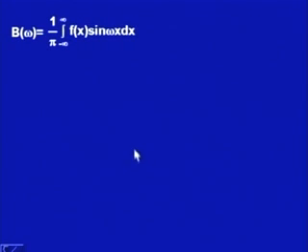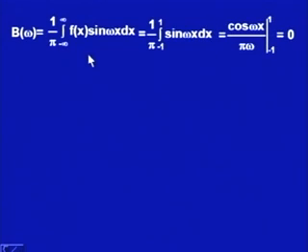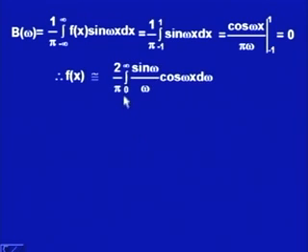Now, B(omega) would be 1 upon pi, integral from minus infinity to plus infinity of f(x) sin omega x dx. Evaluating it, minus 1 to plus 1 of sin omega x dx, the integral is cos omega x upon pi omega, from minus 1 to plus 1, and this is 0. We need not evaluate it; we could have seen that it is an odd function in the interval minus 1 to plus 1, so it should be 0. So f(x) is 2 upon pi, integral 0 to infinity of sin omega upon omega cos omega x d omega. This is the Fourier representation of the function f(x).